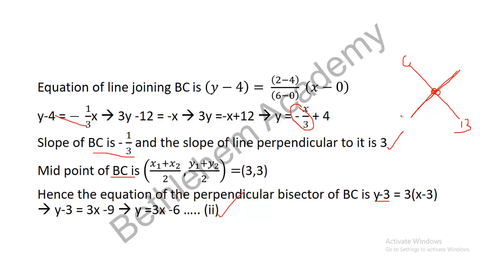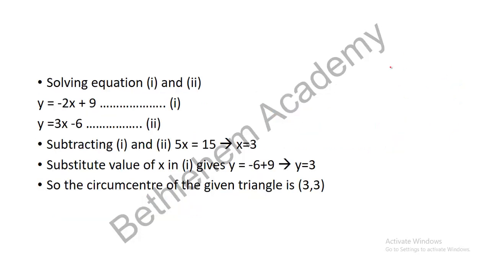So now I got the perpendicular to AB, and also the perpendicular to BC. The intersection of these two lines, that is this point, is going to be my circumcenter. So I got the equation of this line and I got the equation of this line. I need to calculate where these two lines intersect. How do I calculate where they intersect? Simple. I solve these equations simultaneously.